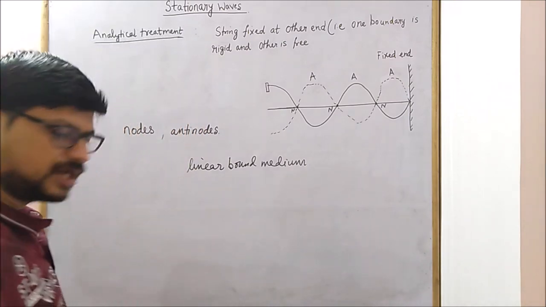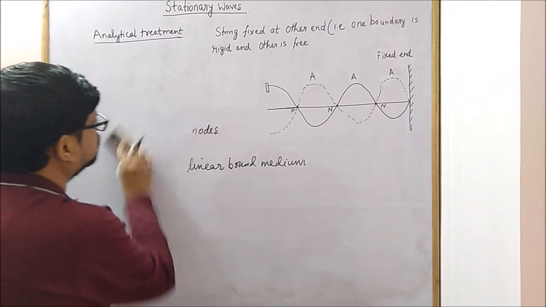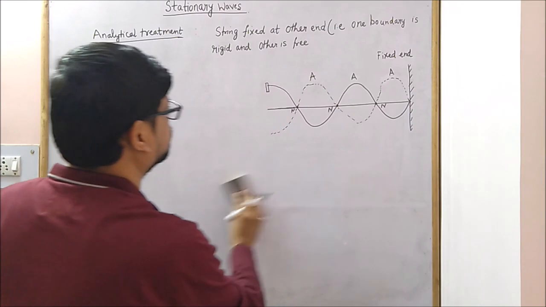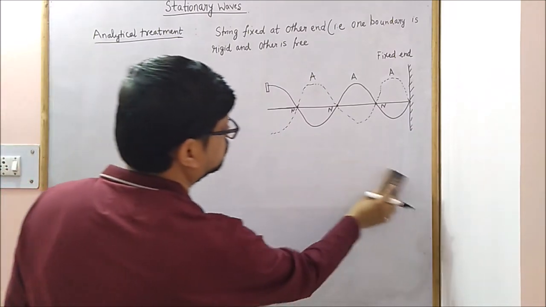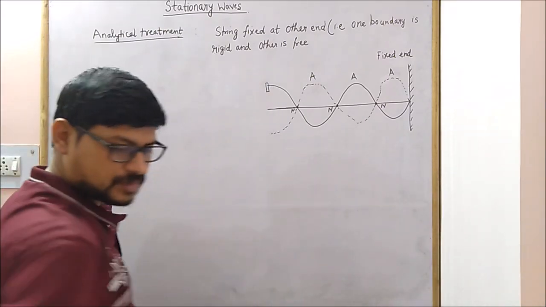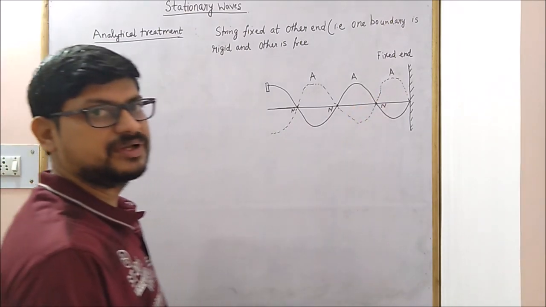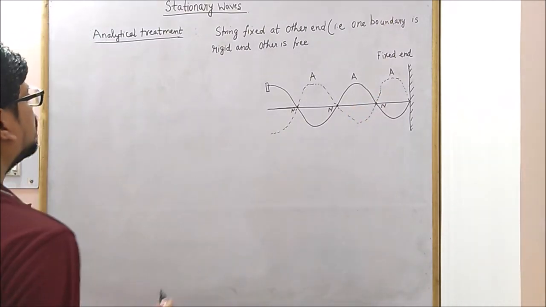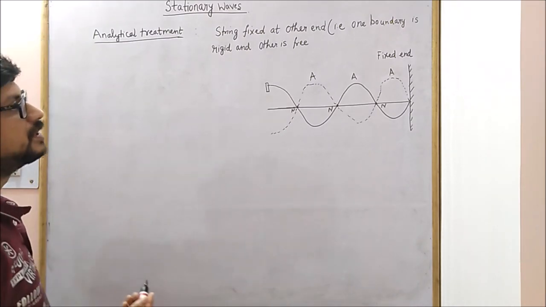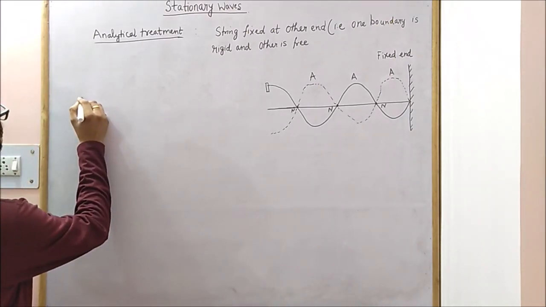So we consider a medium in which stationary waves are formed. In this case, we have considered a string in which the stationary waves have been formed, and the equation of displacement for a plane progressive wave we know is y.